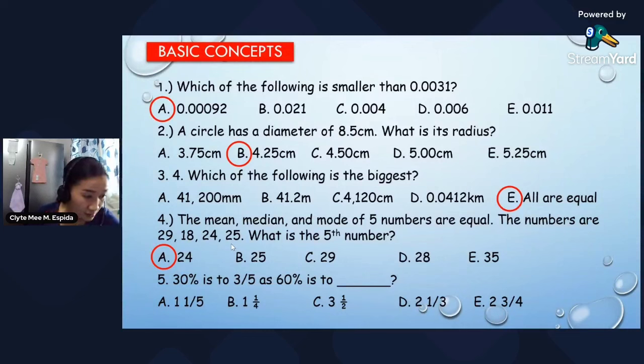Okay, so very good pala kanina. Hindi ko na scroll up. They got the answers for number 4, letter A. So that is 24.